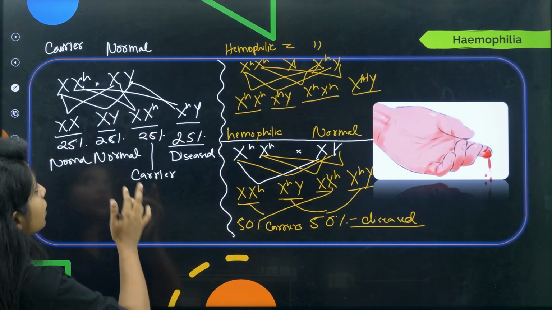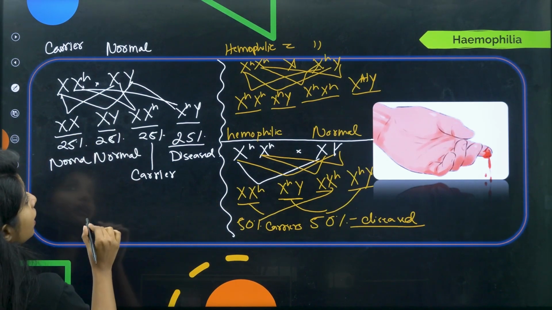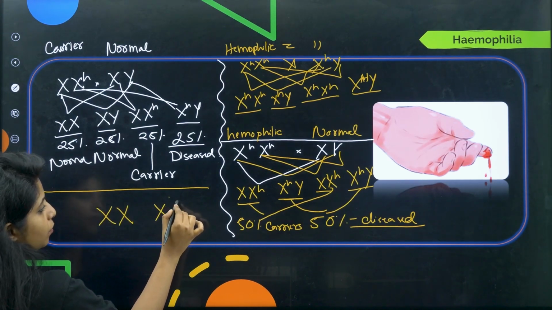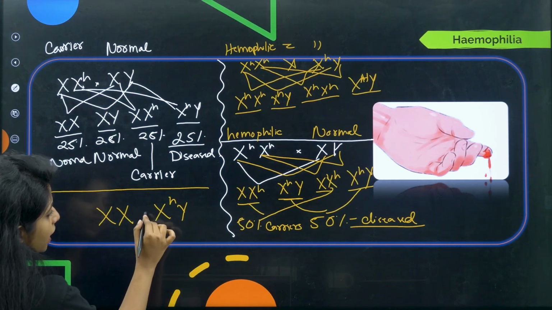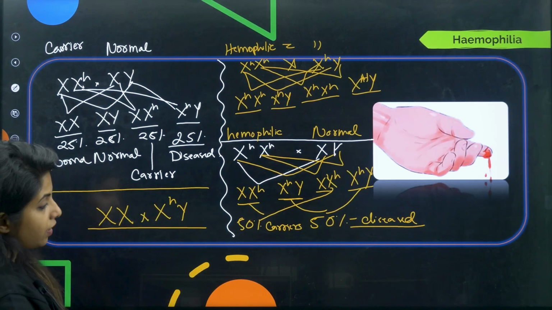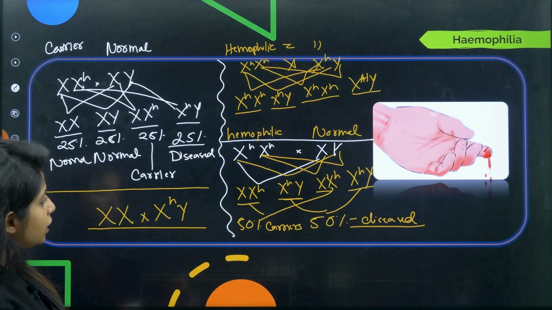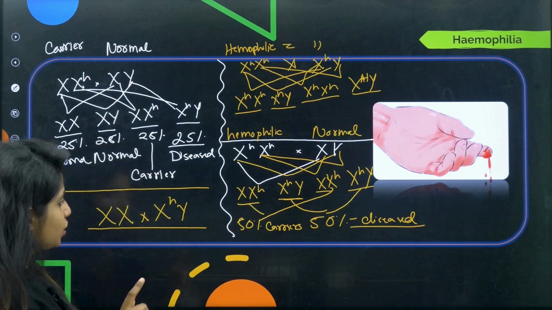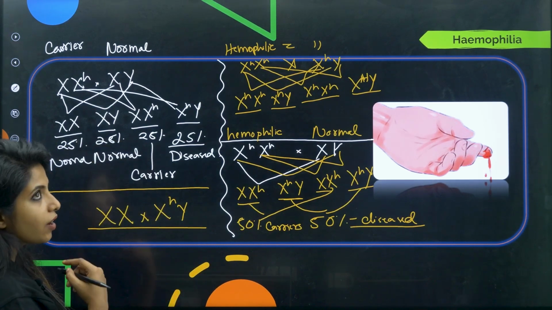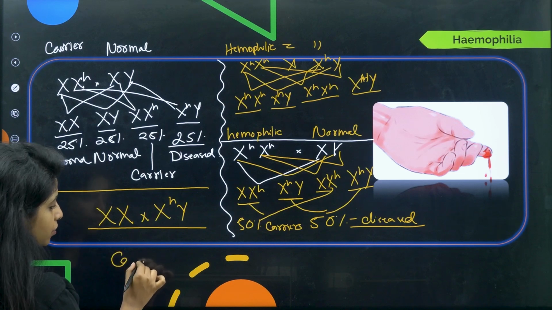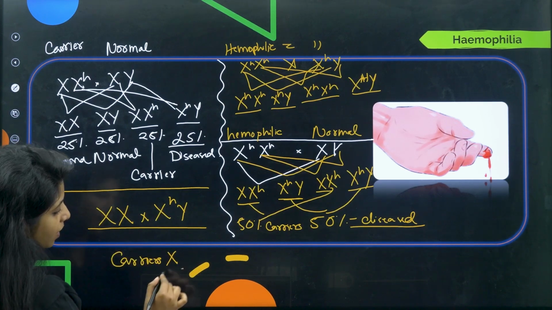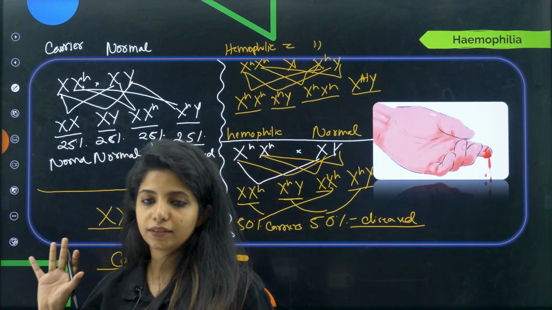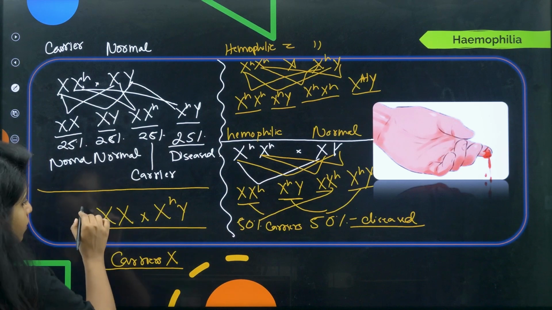Here you can try for yourself what will be the case where the mother is normal and the father is hemophilic. Can you try by yourself and tell me the percentage of the children who are going to be diseased? I am not asking about carriers. I am asking about the percentage of them who will be diseased. Can you tell me the answer?